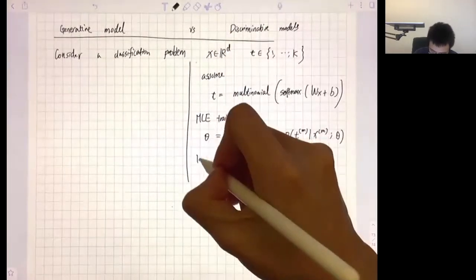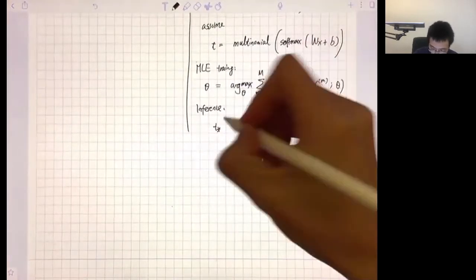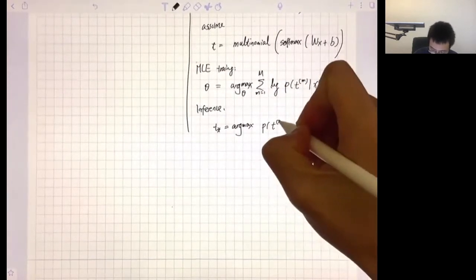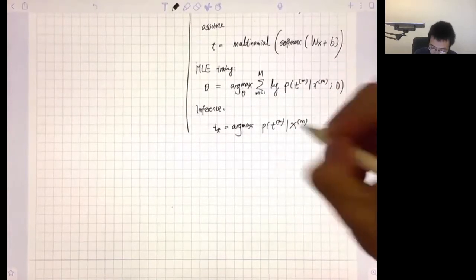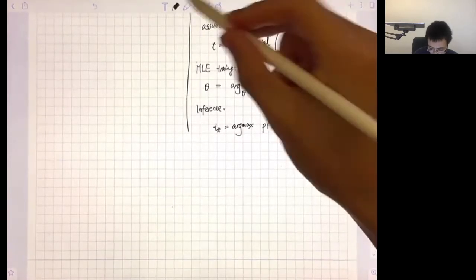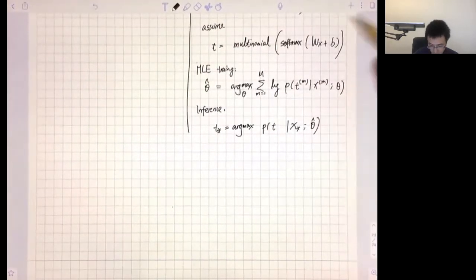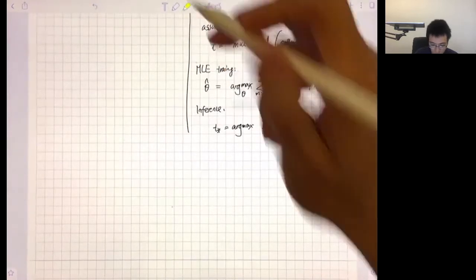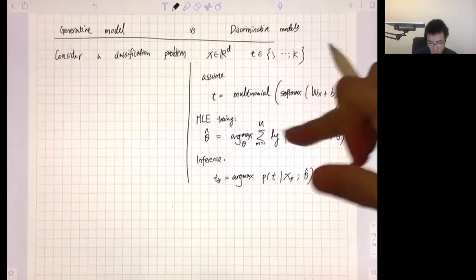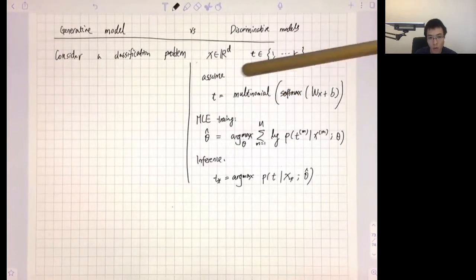And for inference, we're doing max a posteriori inference, where my target for a new data sample is the argmax over the probability of t given x star, with that estimated parameter. So this is the MAP inference. So these are the discriminative models. We should be familiar with these models because we have come across them in linear regression, logistic regression, and generalized linear models. They all follow this paradigm.